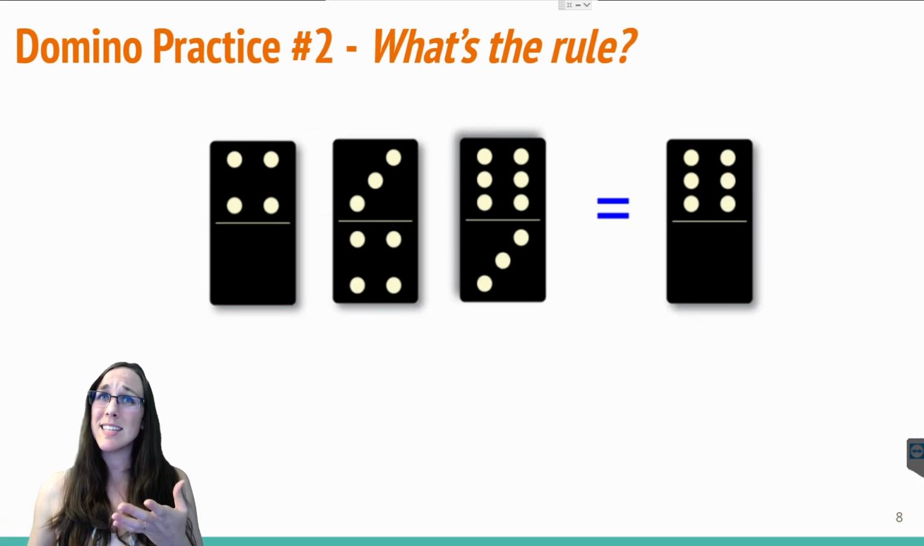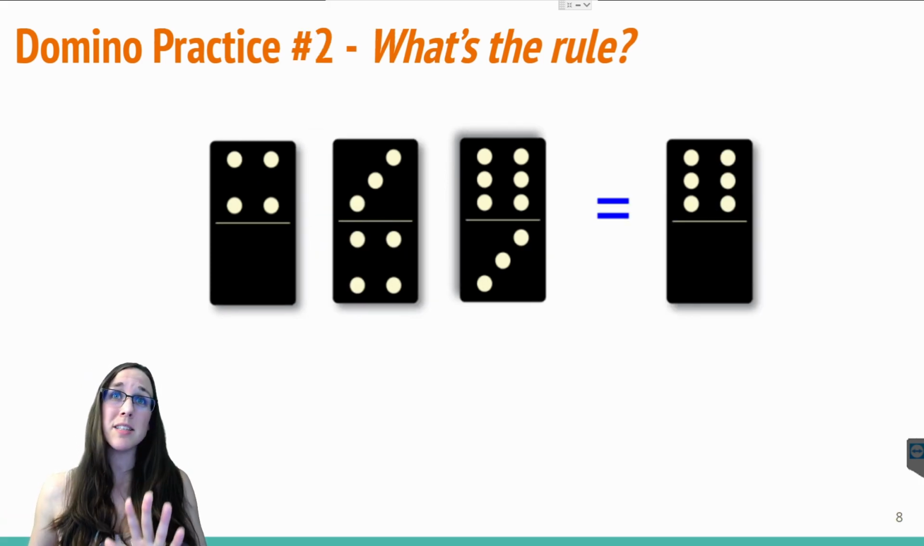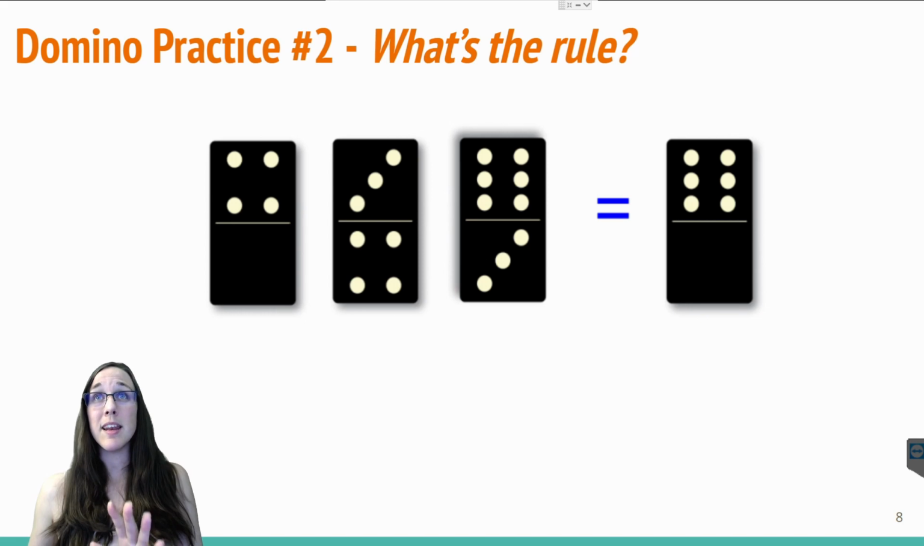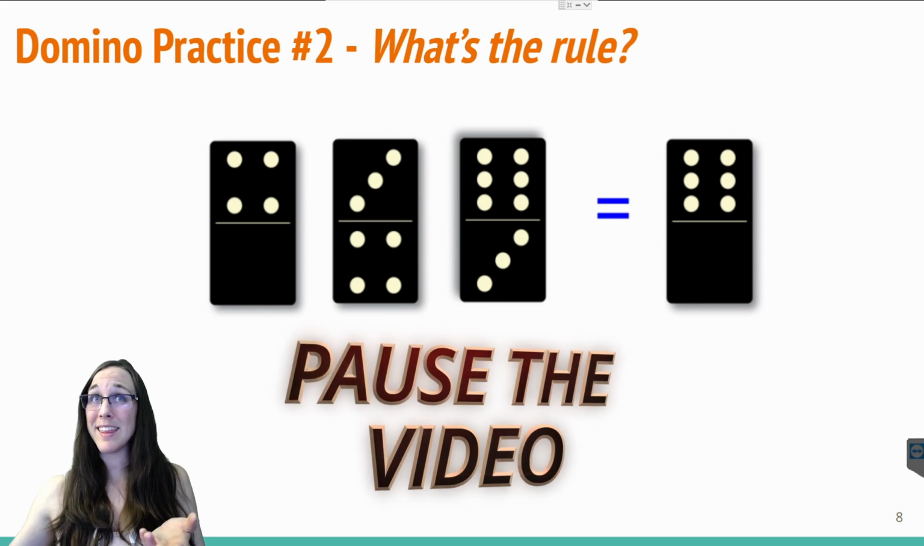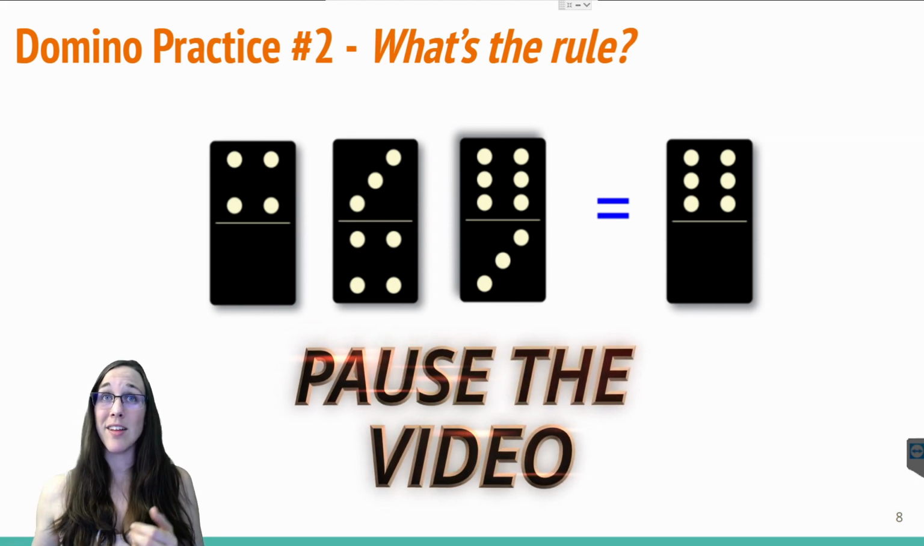So using that same logic, I want you to pause the video here and determine what's the rule. How do we end up with 6 on top in our final product over here and nothing on the bottom? How did we get that with the 3 dominoes on the left-hand side?